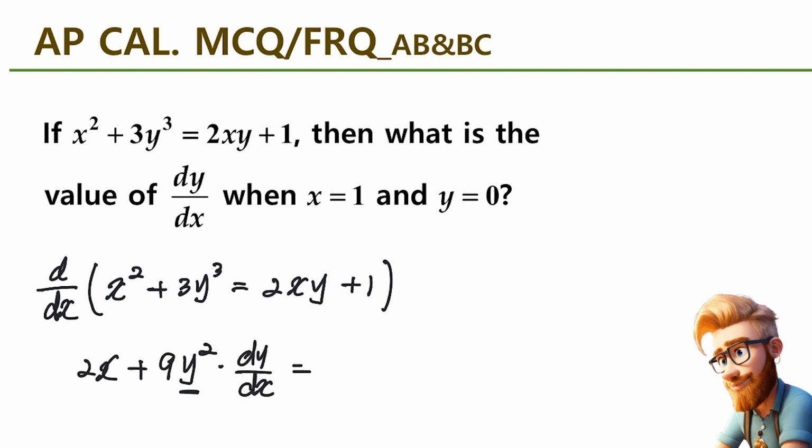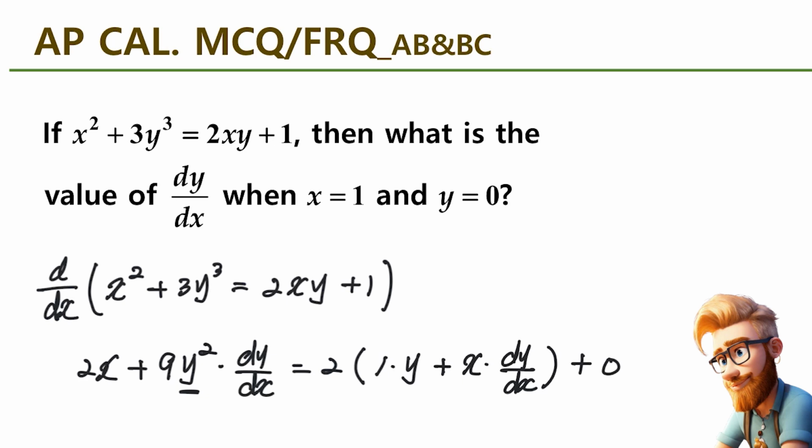Is equal to, we have 2 times xy. So leave 2 outside of the parentheses. And to find the derivative of this, we're going to have to apply the product rule. This is x times y. So the derivative of x, 1, times y, plus x times the derivative of y, dy over dx. And the derivative of 1 is just 0, right?